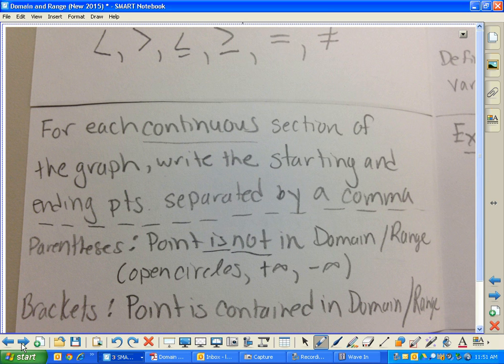When you have a continuous section of the graph, we write the starting and ending points, and they're separated by a comma. We always write our domain or our range values from smallest to largest. So you write your starting point and your ending point. Smallest to largest.